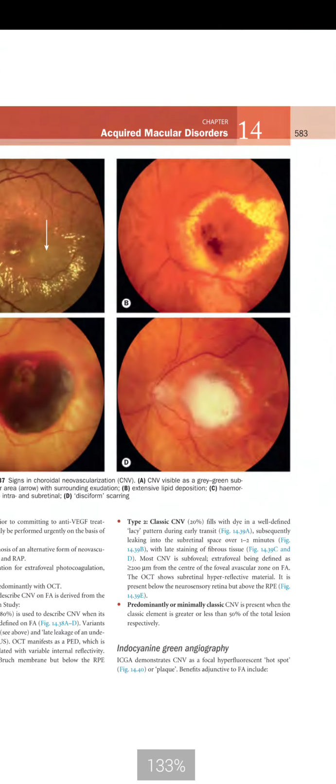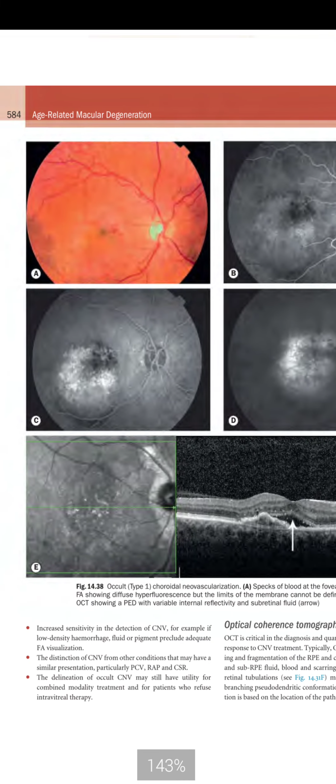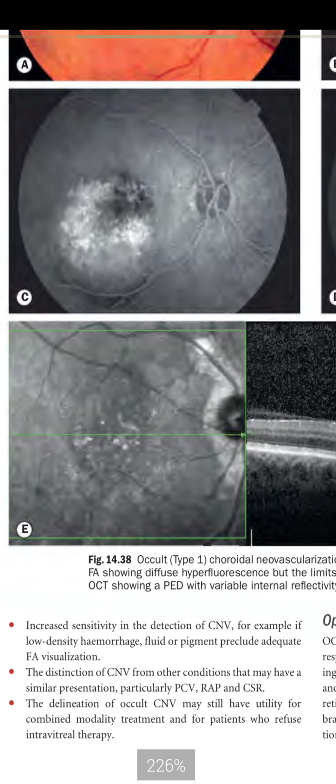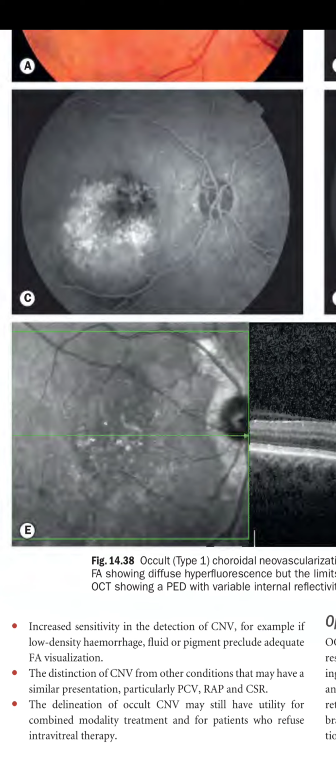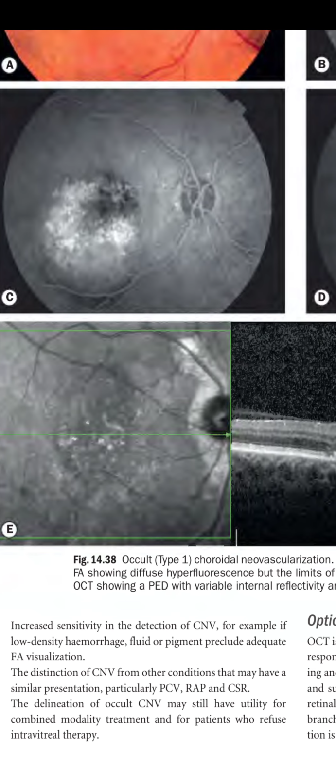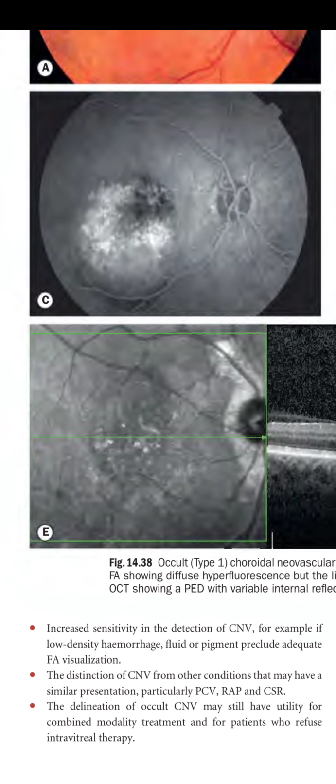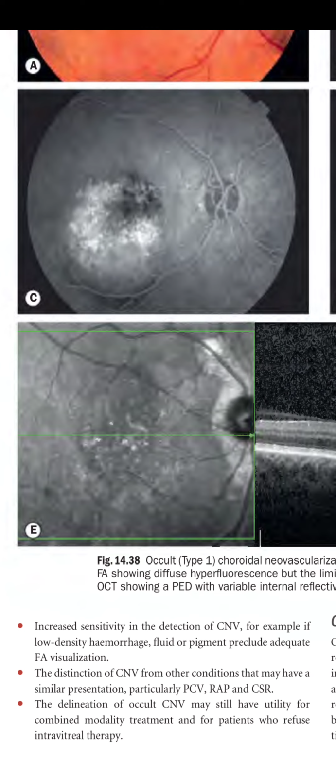Benefits adjunctive to FA include increased sensitivity in the detection of a CNV, for example, if low density hemorrhage, fluid, or pigment preclude adequate FA visualization. The distinction of the CNV from other conditions that may have a similar presentation, particularly PCV, RAP, or CSR. The delineation of the occult CNV may still have utility for combined modality treatment and for patients who refuse intravitreal therapy. So these are some of the advantages of the ICGA to find the CNV.